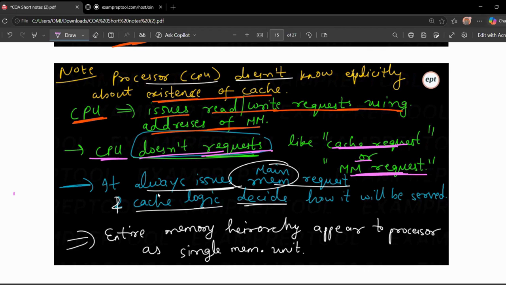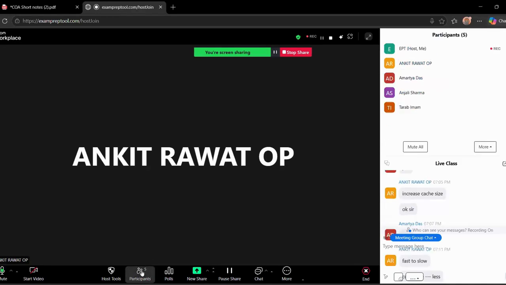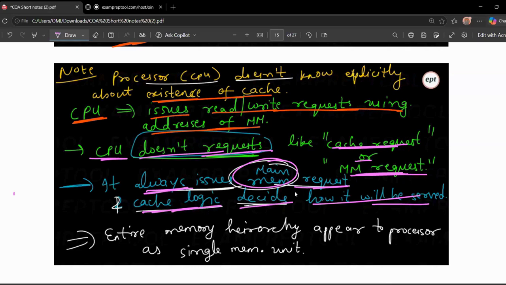The CPU always issues the main memory request, and the cache logic will decide how it will be served. Because the CPU has requested something, we have to serve it. So our cache logic will decide how it will be served.